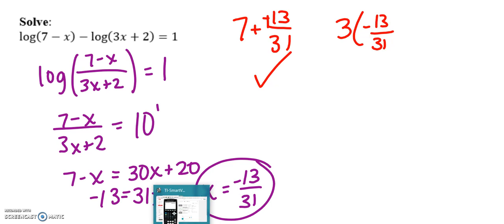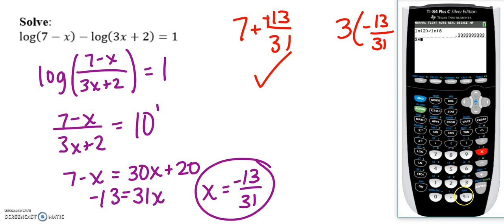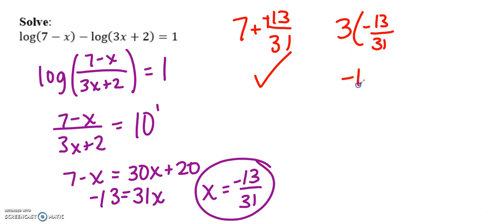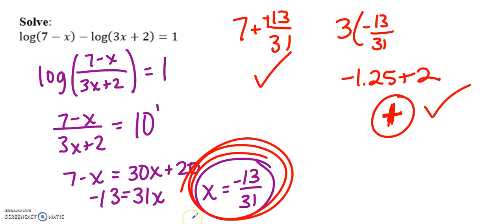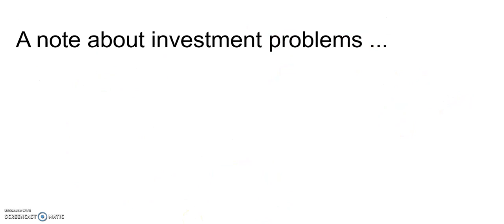If I do 3 times negative 13/31, I don't really know what that is off my head. 3 times negative 13 divided by 31, negative 1.25, plus 2. Now I'm in positive territory. So that works, in which case this is an okay answer. It is not extraneous.